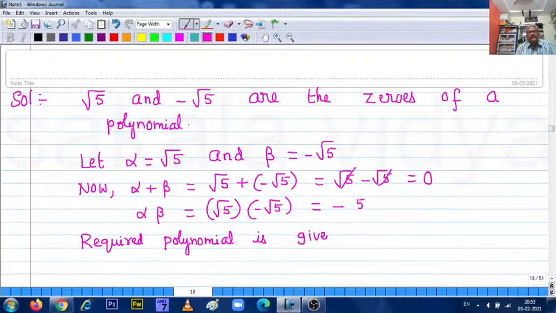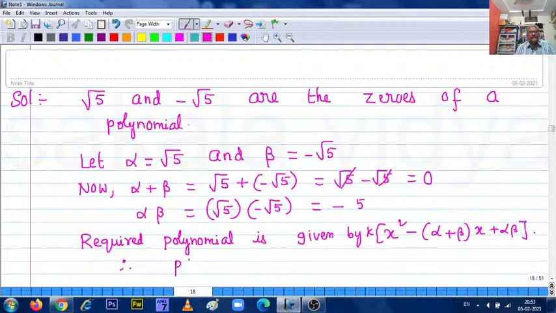Now the required polynomial is given by x square minus of alpha plus beta into x plus alpha beta, k times. Better to write k times. So therefore we can write p of x equals k times x square minus of alpha plus beta, which means 0, into x plus of minus 5.